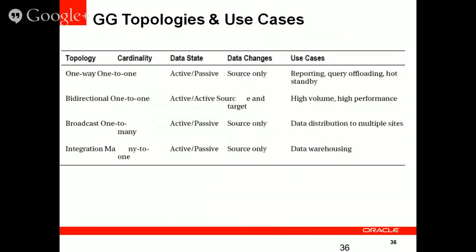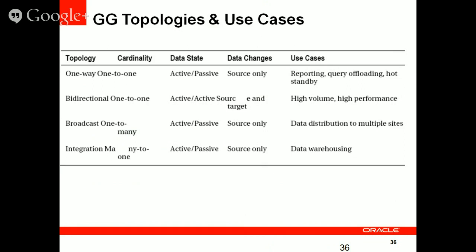So one-to-one replication or one-way replication, one will be the active one and the target will be the passive one, and the data changes from the source side will be captured here. The use of one-to-one is for reporting purposes, query offloading, and the hot standby, that is for Data Guard.